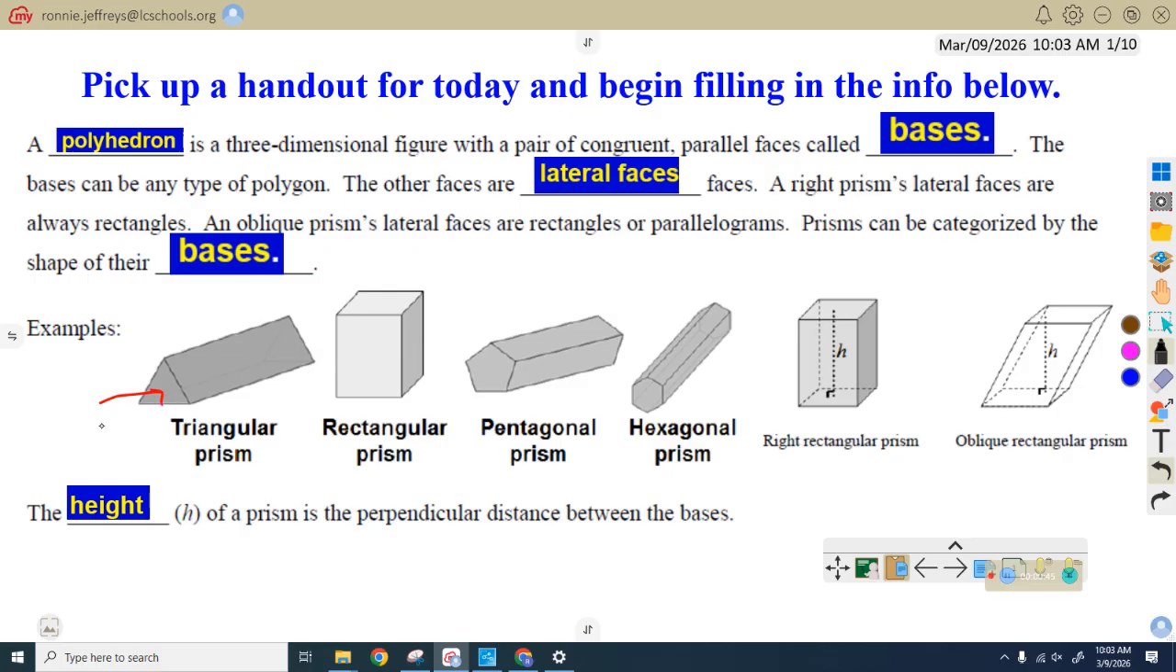All right. And they're categorized by the name of their bases. Like this right here, that base is a triangle, that's why it's called a triangular prism. Rectangular, pentagonal, all that kind of stuff. Now, the height, little h, of the prism is the perpendicular distance between the bases. Sometimes the height will be sideways and stuff like that.